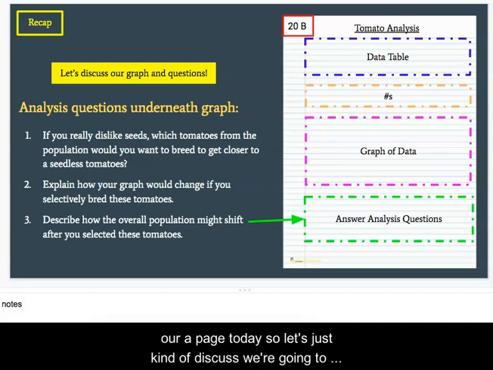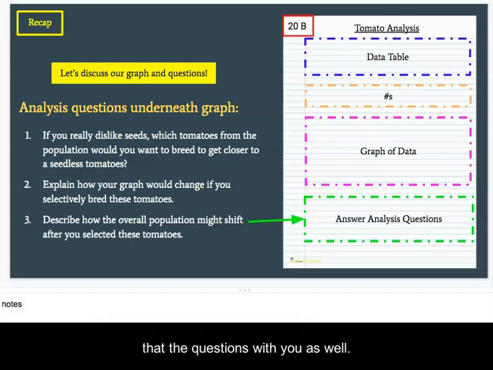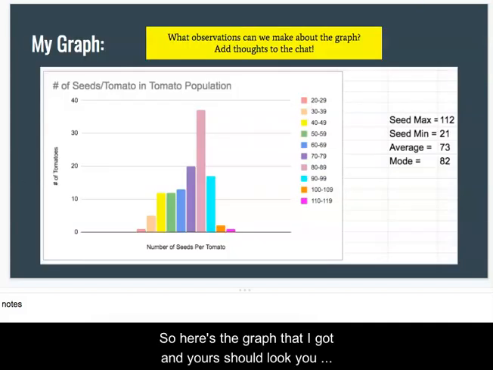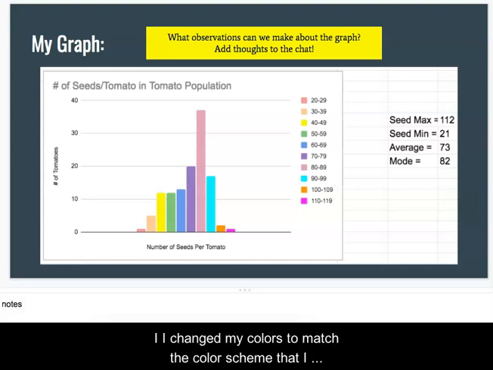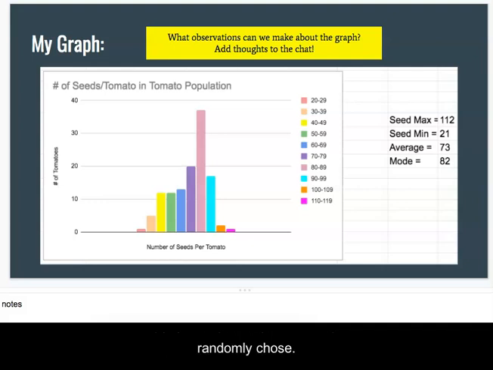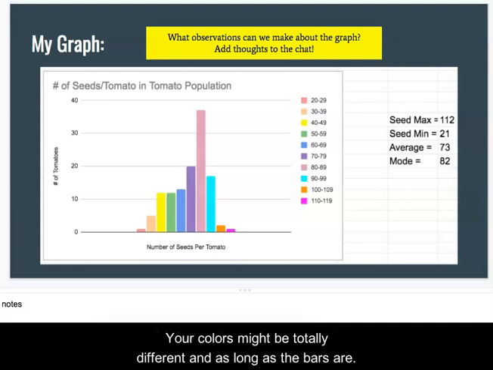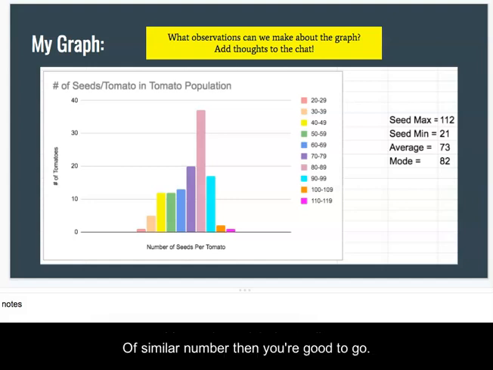So let's just discuss. We're going to look at the graph first, and then I will go through the questions with you as well. So here's the graph that I got, and yours should look strikingly similar. You had the same exact set of data. I changed my colors to match the color scheme that I randomly chose, but your colors might be totally different. And as long as the bars are of similar number, then you're good to go.